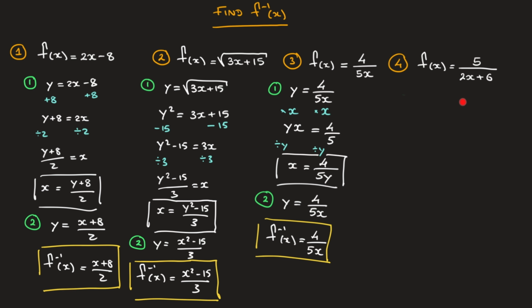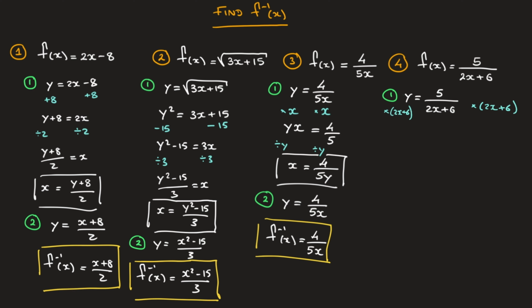Finally, I look at the fourth function we have here, which is f of x equals 5 over (2x plus 6), and to find its inverse, I follow the same 2 steps again. So step 1, I start from y equals 5 over (2x plus 6), and I need to rearrange this to make x the subject. To do that, the first thing I have to do is get x away from this denominator. And for that, I'm going to multiply both sides by the entire denominator, 2x plus 6.